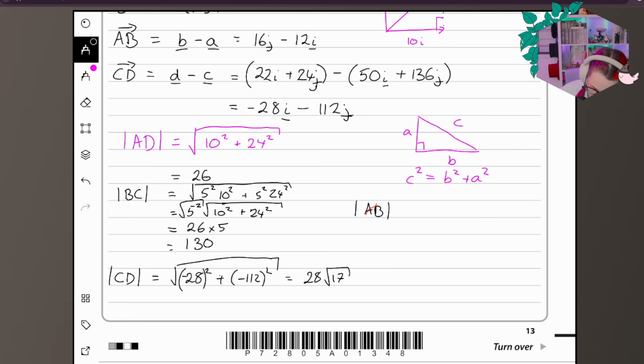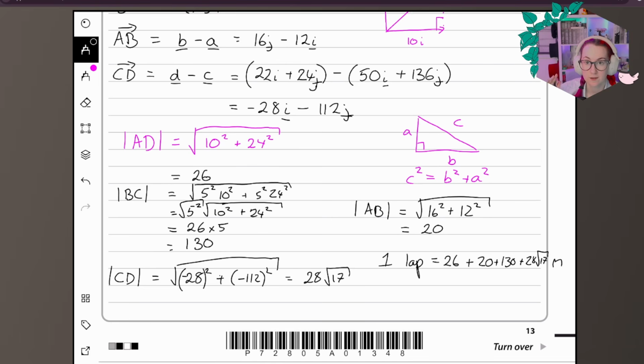And then finally, AD, BC, CD, AB is the square root of 16 squared plus 12 squared. Watch out! Which is 20. Okay, so 1 lap is going to equal 26 plus 20 plus 130 plus 28 root 17 meters. Okay, meters. So 176 plus 28 root 17 meters.